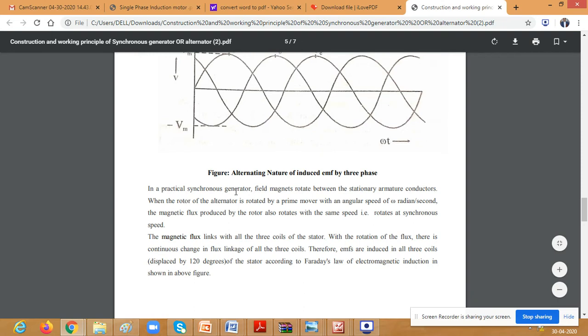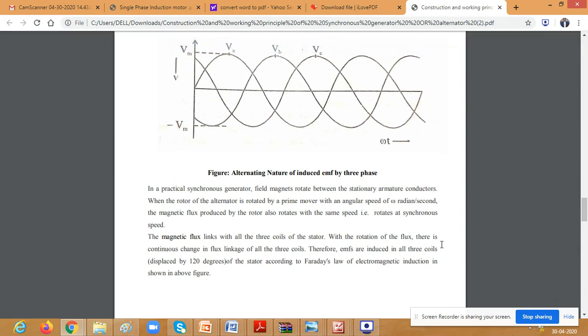So there are three coils of the stator, and with the rotation of the flux there is a continuous change in the flux linkage of all three coils, and therefore EMFs are induced in the three coils of the stator, which are displaced by 120 degrees apart, according to Faraday's law of electromagnetic induction.